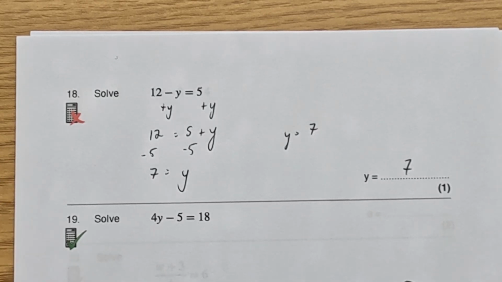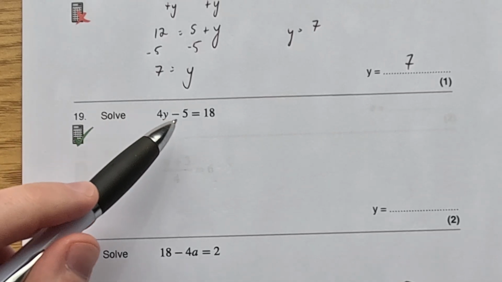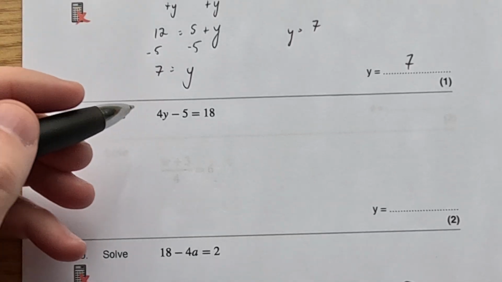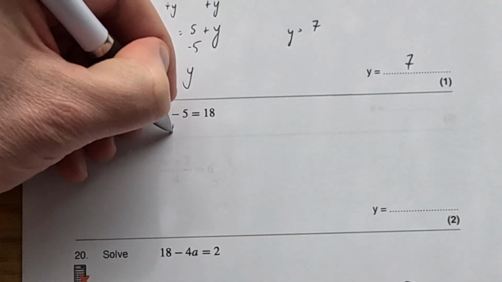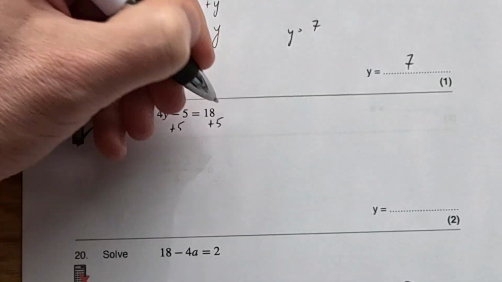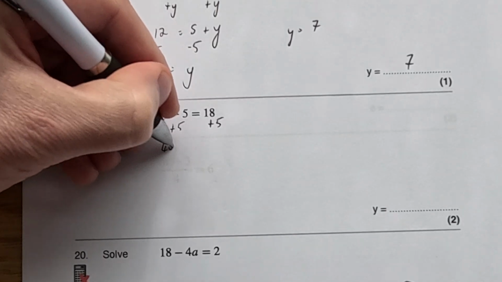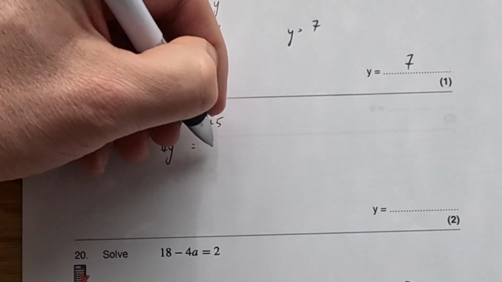Okay, let's look at our next question, question number 19. We've been asked to solve 4y subtract 5 equals 18, and it's a calculator question. We want to get the y on its own, so let's get rid of this minus 5 by doing the inverse, which is add 5 to both sides of the equation. We're adding 5 to get rid of the minus 5, so we'll just be left with 4y on the left hand side of the equation. And we have 18 plus 5, and 18 plus 5 is 23.